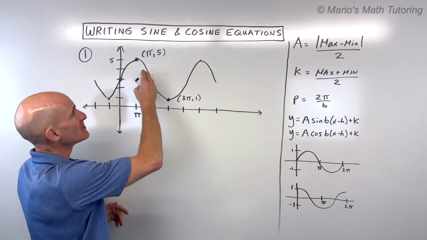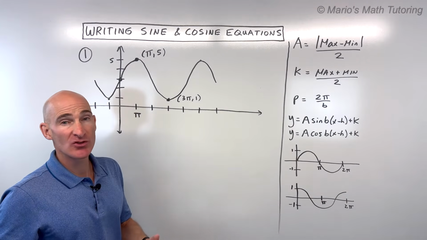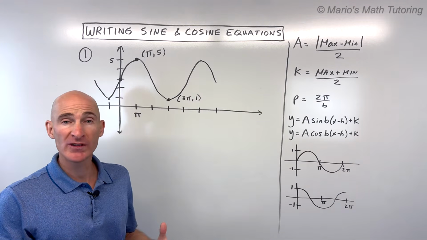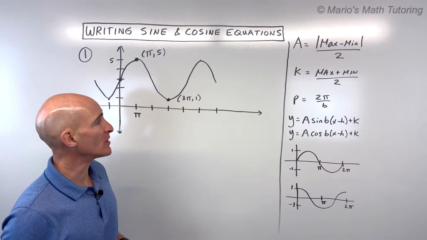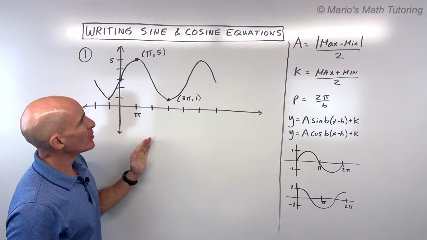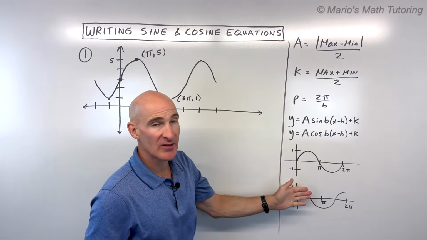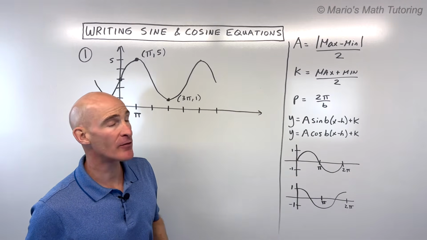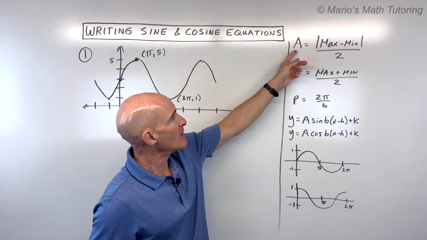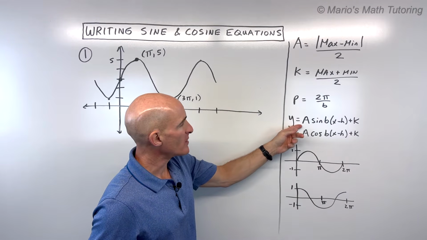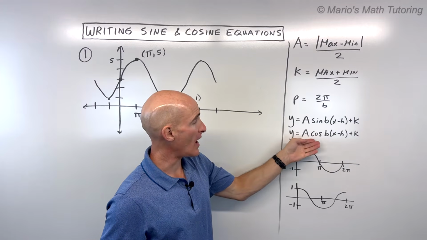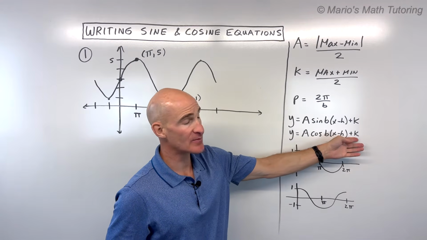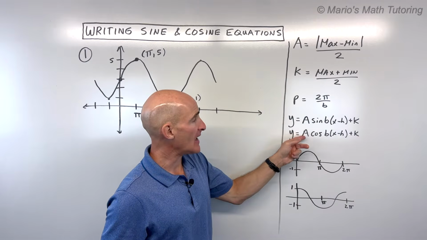So we're given this graph here, and the question is do we want to write it as a sine or a cosine graph? Well, we're going to do both, and I'm going to show you how to switch between the two different forms. Now, the first thing you want to look at are some formulas here. You can write these down, and I'll show you where these come from as we go through. We're going to be working with equations in this form: y equals a sine b(x minus h) plus k, or y equals a cosine b(x minus h) plus k. The a is the amplitude.